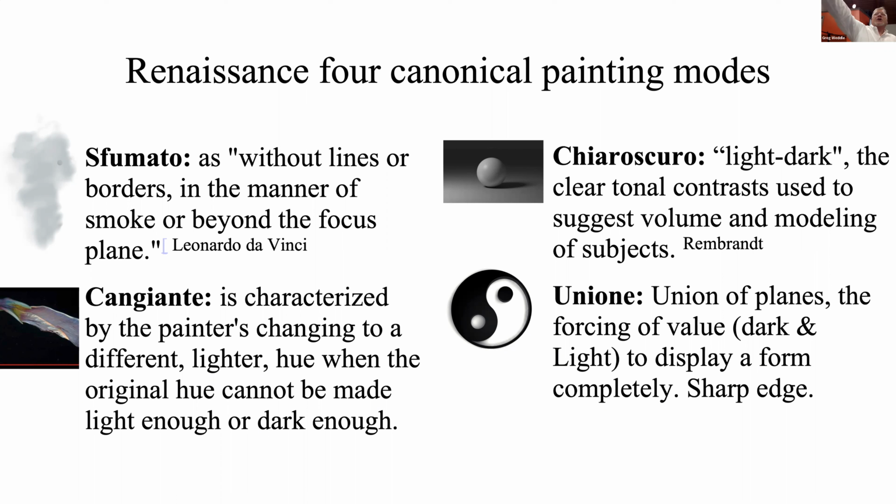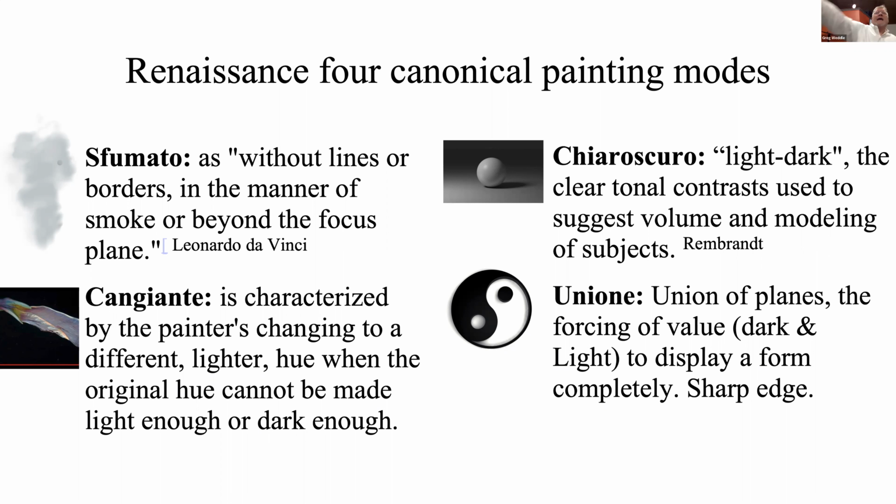The chiaroscuro is light to dark, or the clear tonal contrast used to create volume. So when you look at the Rubens piece, where you see these huge, massive bodies and arms, and you can see the muscles inside the arms, it's all about using the tonal contrast to give you that image in the space.